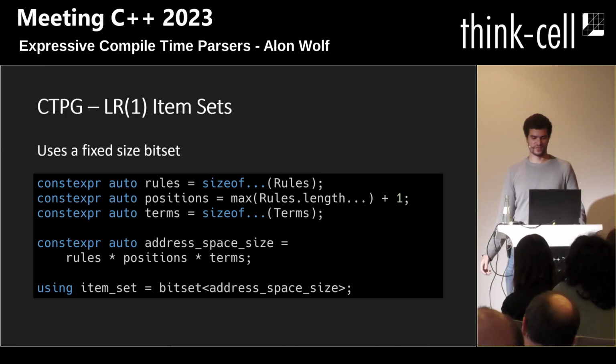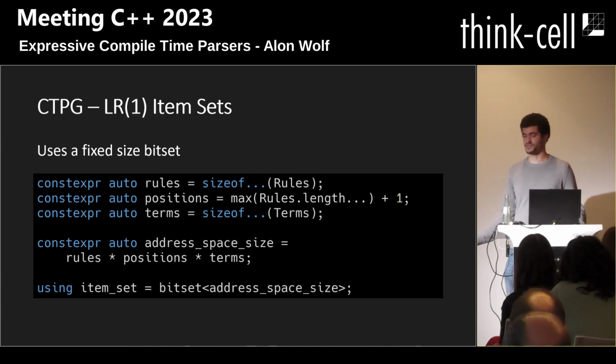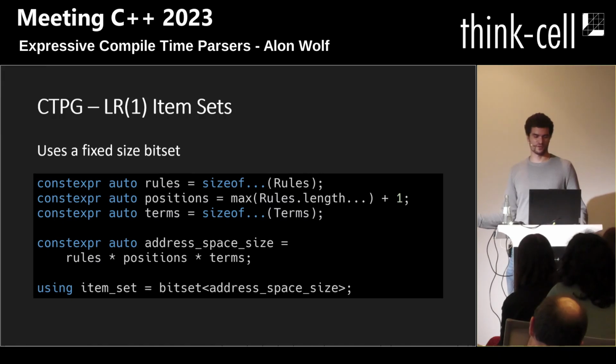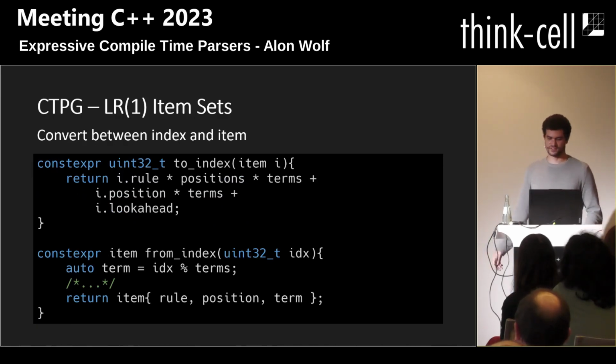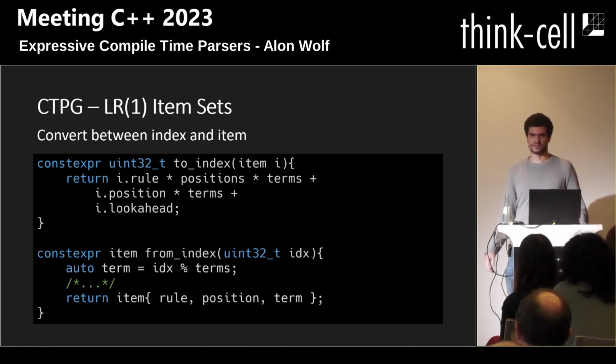CTPG computes the maximum value for each member in the LR1 item. So here we have the number of rules, the maximum number of positions, and the number of terminals in the grammar. Then it multiplies them all together to compute the address space of all possible LR1 items. And so an item set is implemented as just a bit set of the address space for all the items. Finally, it defines functions to convert back and forth between an LR1 item and an index, so that adding, removing, and finding items in the item sets are just basic bit-set operations.